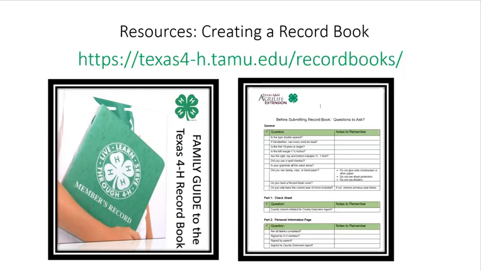The second resource is a check sheet that I've created to help you when you get ready to actually submit your record book. By using this check sheet, you can ensure that all the guidelines have been followed that are outlined in this document that the state office has put together, and you haven't forgotten any important forms and other information that's needed in that record book. When we get done with this presentation, I'm going to make this check sheet available to you, and I'll send that out via email. So this is just another resource to help you be successful in putting your record book together and submitting it.